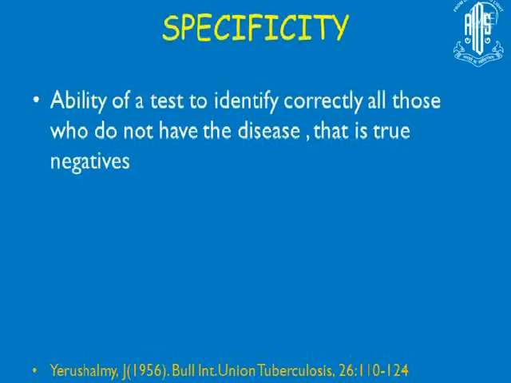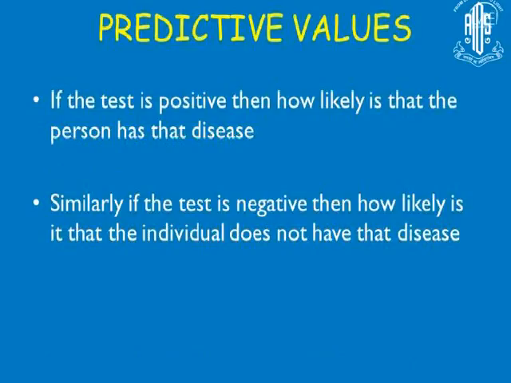Predictive values are: if a test is positive, how likely is it that the person in question has that disease? That depends upon the prevalence of the disease, how prevalent it is in a particular population. Similarly, if your test gives a negative value, how likely is it that the individual does not have that disease?